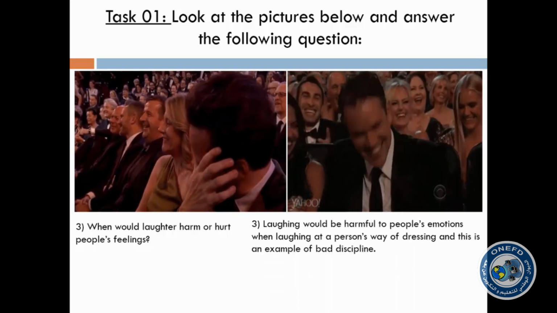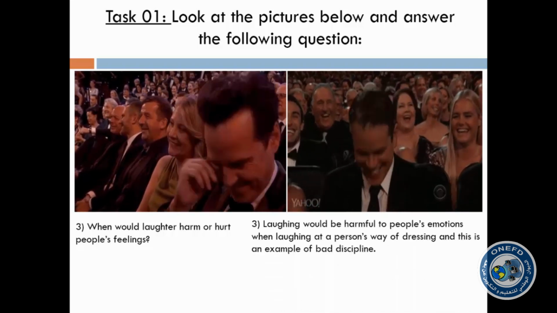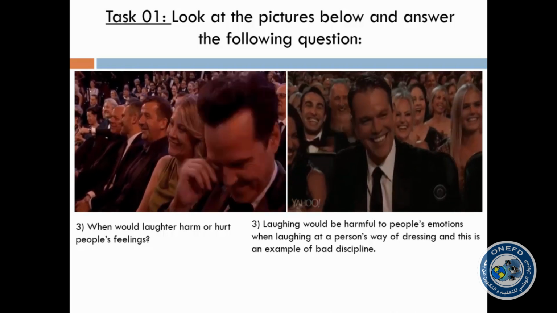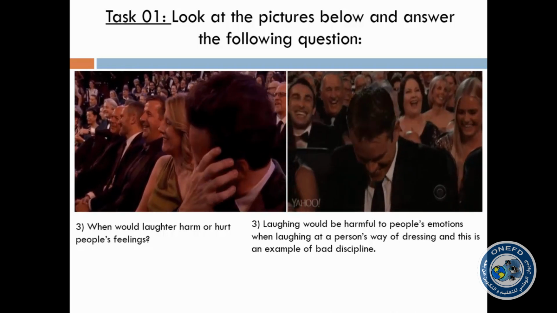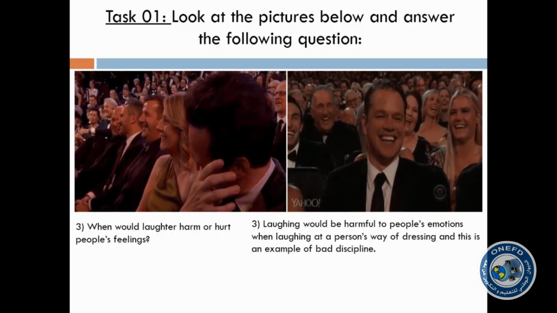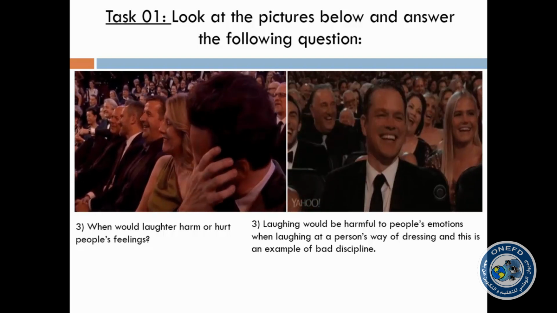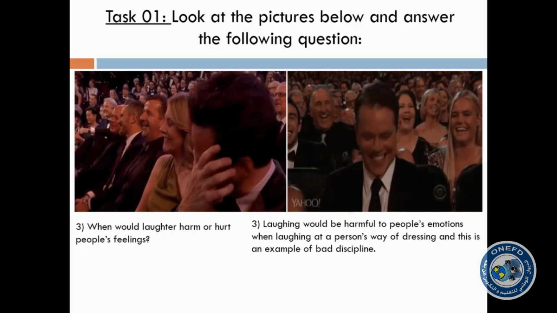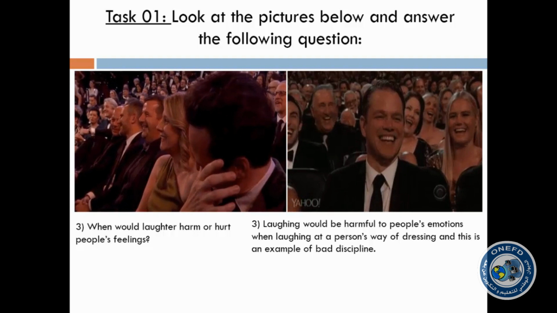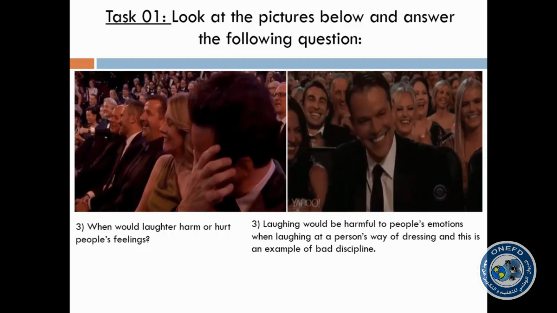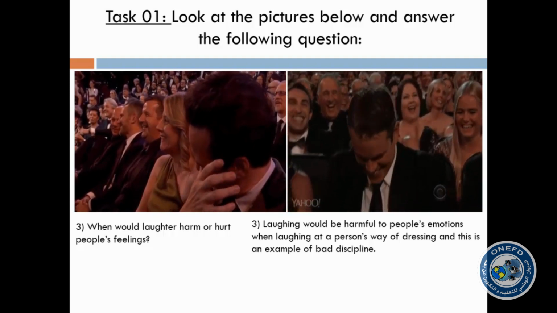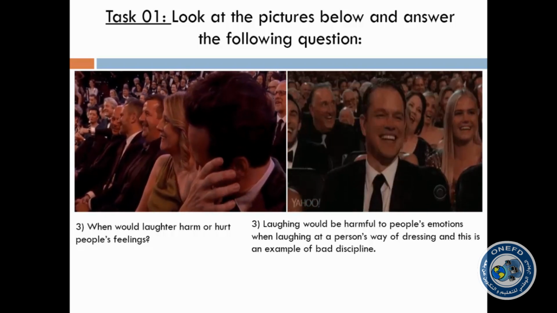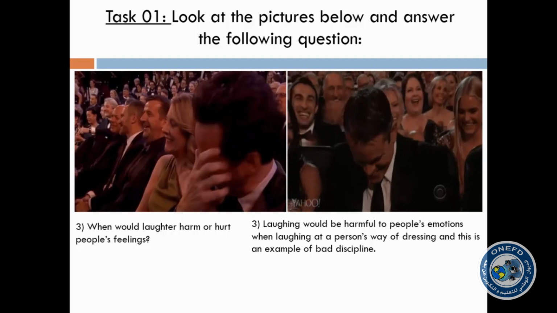When we laugh. Well, laughing would be harmful to people's emotions when we laugh at a person's way, for example, of dressing, and this is an example of bad discipline. If you laugh at someone's way of dressing, how they speak, how they walk, etc., it can be an example of your discipline, and this discipline is not good. It's bad. You are ill-mannered. You are not disciplined well.